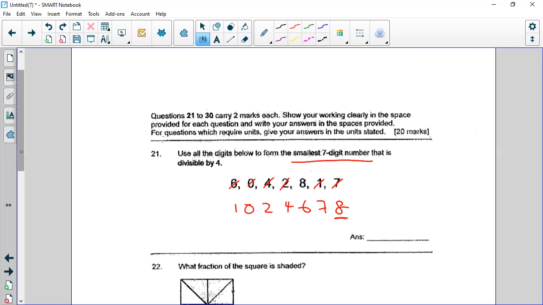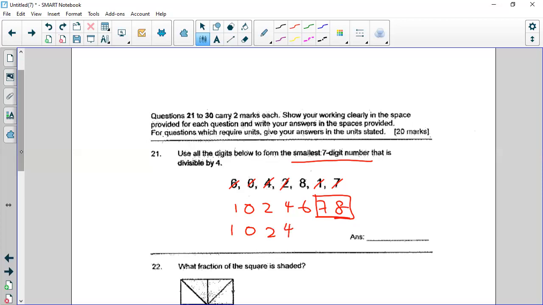Then you try to do what? You try to look at the last 2 digits. Can you change the last 2 digits so that the last 2 digits can divide by 4? So how do you change the last 2 digits to become divisible by 4? Okay, then this is what you do. You take 1, 0, 2, and you still want the smallest number. Then you take 1, 0, 2, then 4.